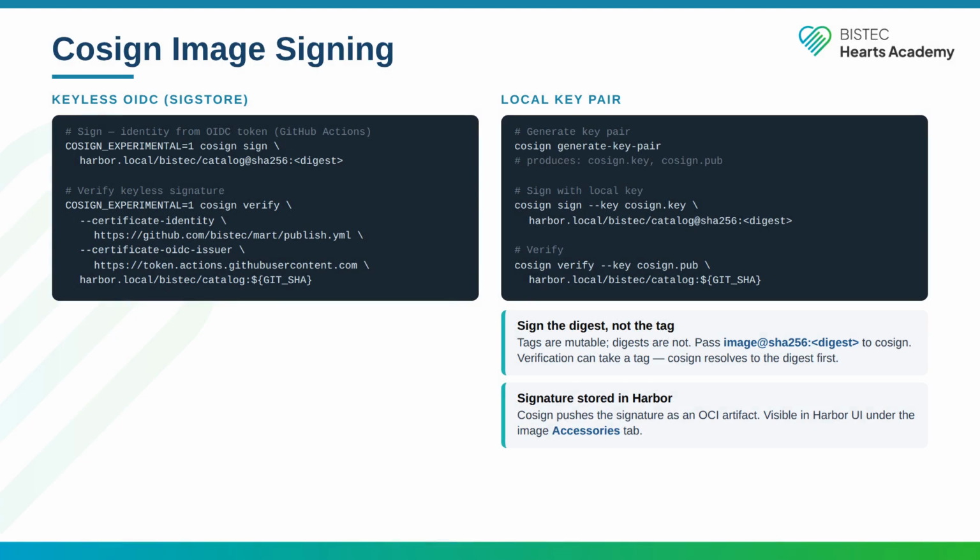Cosign is a tool for signing and verifying container images. Signing answers one question. Did the image you're about to deploy come from the CI pipeline you trust, and has it not been tampered with since?